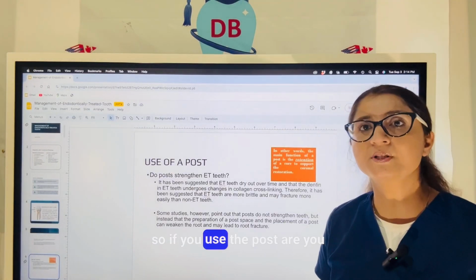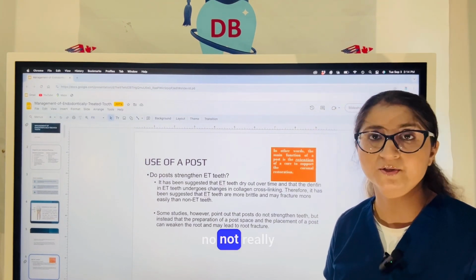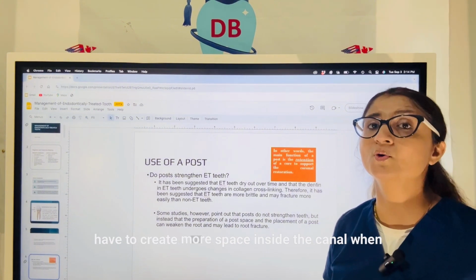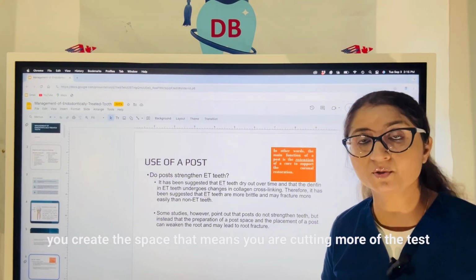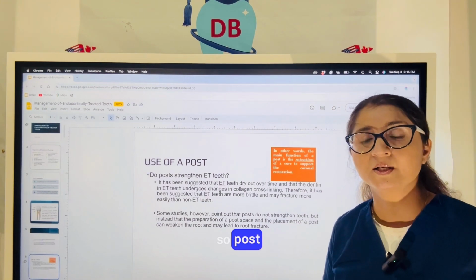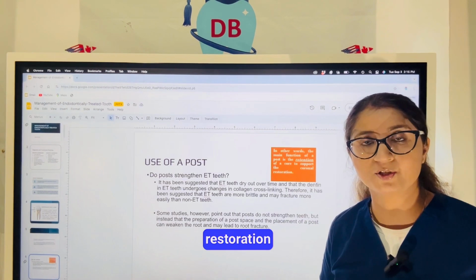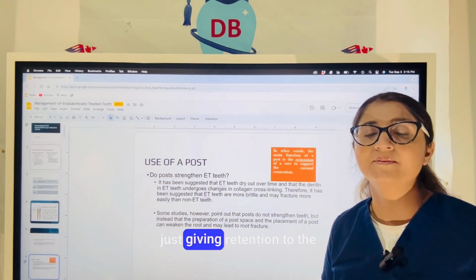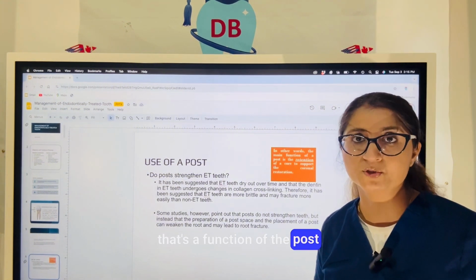So if you use the post, are you strengthening the tooth by using a post? No, not really. Because when you insert the post inside the canal, you have to create more space inside the canal. When you create the space, that means you're cutting more of the tooth structure. So post doesn't provide any strength to your restoration. Post is actually just giving retention to the core. That's a function of the post.